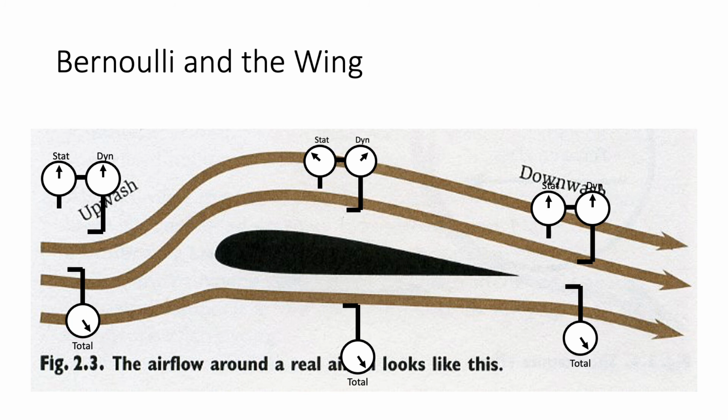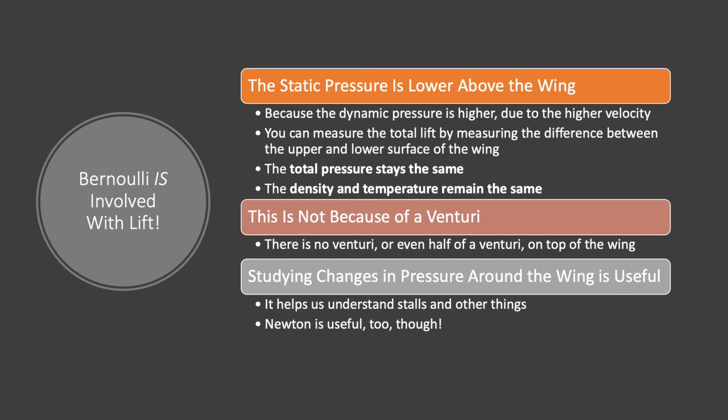As the air passes over the top of the wing, there is an acceleration there. The air moving over the top of the wing is moving faster than the air on the bottom of the wing, and therefore we get an increase in dynamic pressure and a decrease in static pressure because the total pressure is the same. Bernoulli is very much involved with lift.